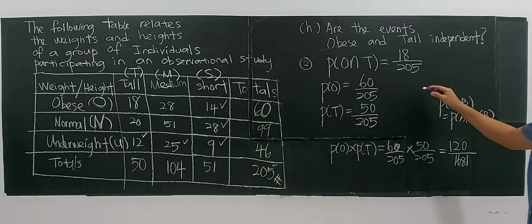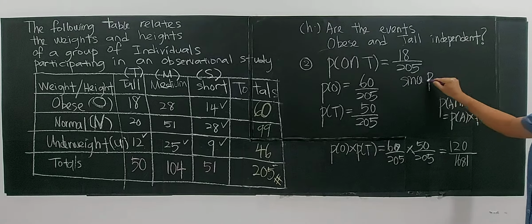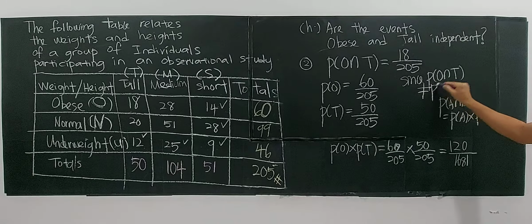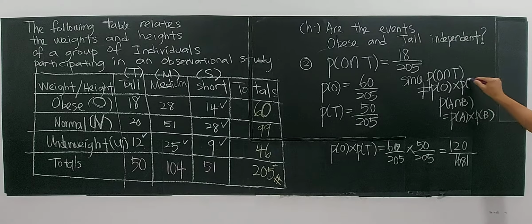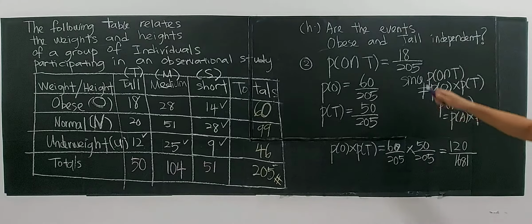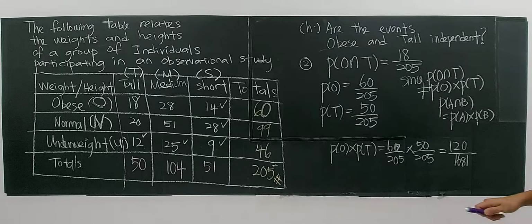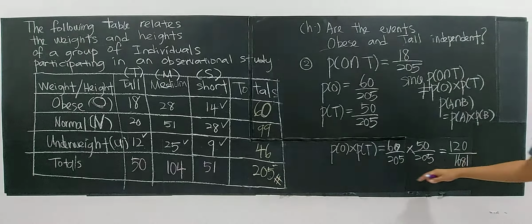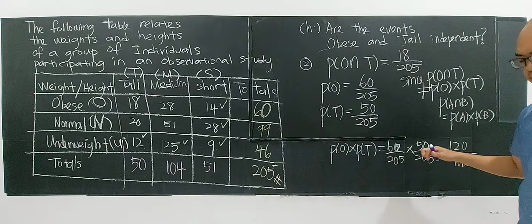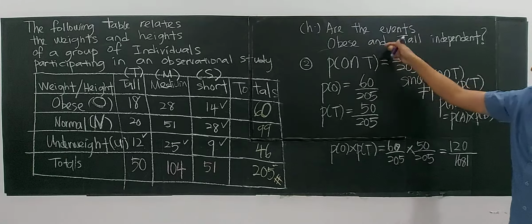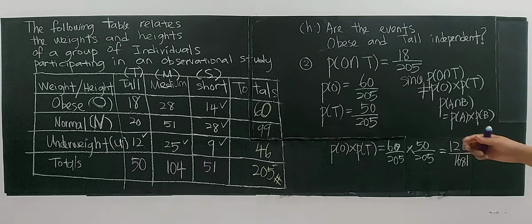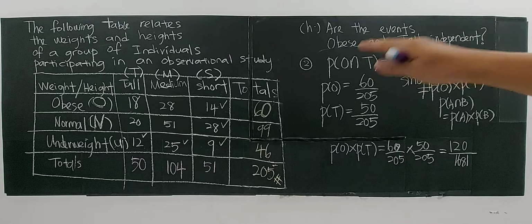So then we can already explain that since the probability of obese intersect with T is not the same as the probability of O multiplied by the probability of tall, they are not the same. Therefore, the events obese and tall are not independent, the same conclusion as just now. They are dependent. The events obese and tall depend on each other. So this is already verified. It's already determined that these two events are not independent.